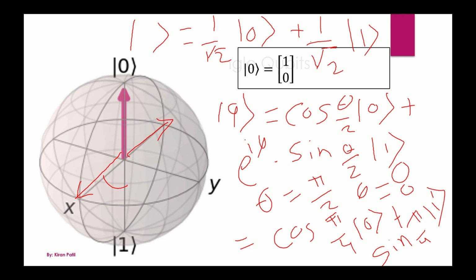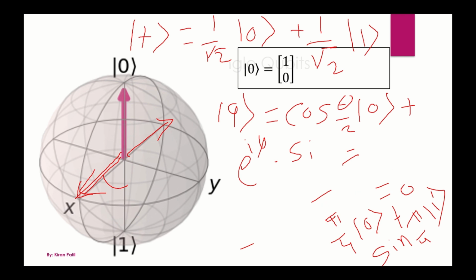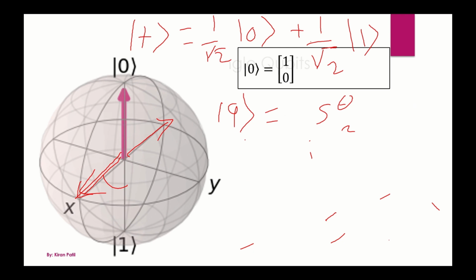And this vector is known as the |+> state in quantum. So here we have calculated the value of |+>. I hope you understand how to calculate the value of a qubit, or the equation of a qubit. Here we have calculated |+>. Now after this we will calculate the value of the qubit which lies on the x-axis over here.